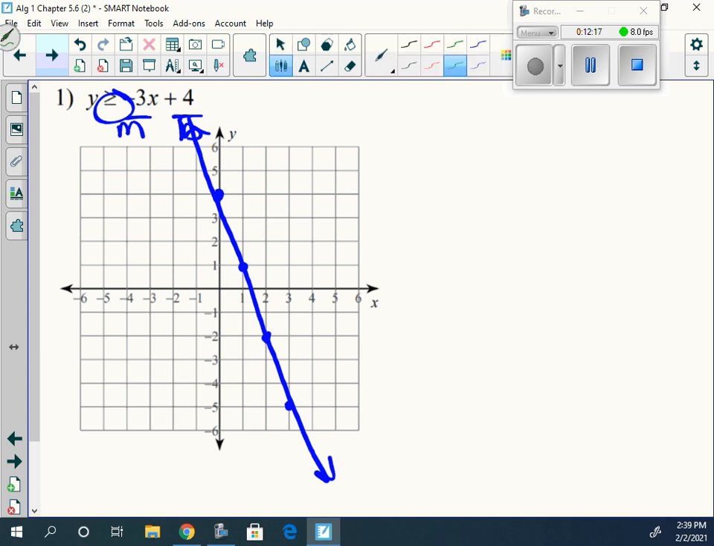Now we need to check a point. We need to check a point to see if it is true or false. Because if the point is true, we shade on the side with the point. If it is false, we shade on the side without that point. So what point should we check?